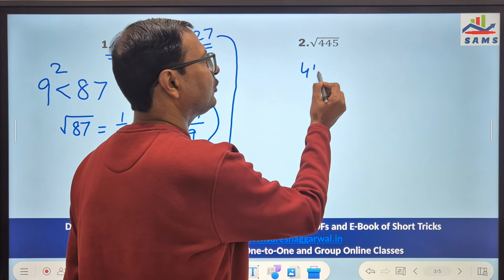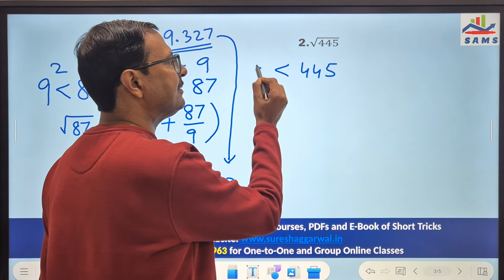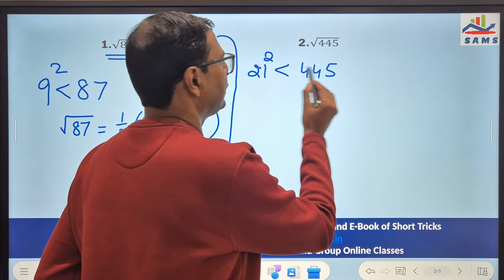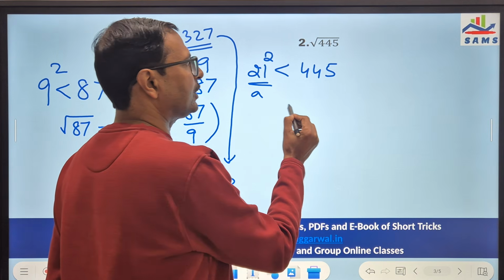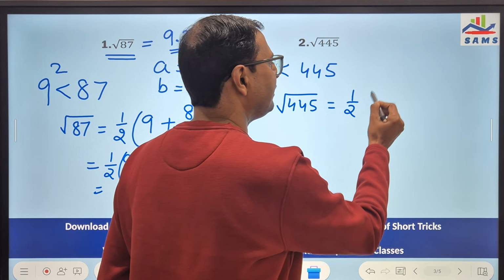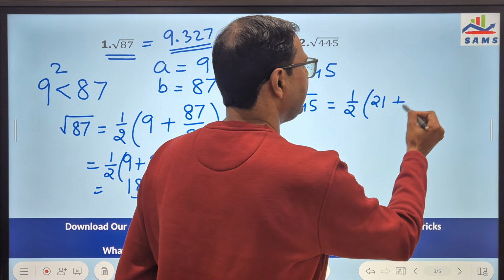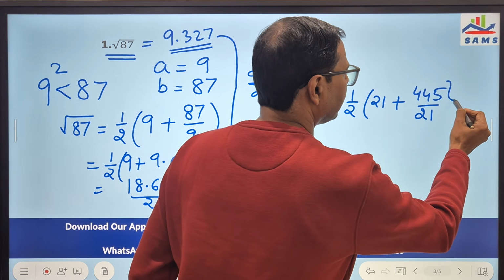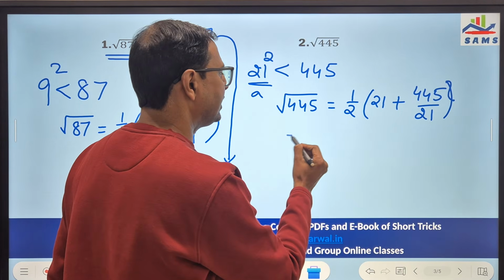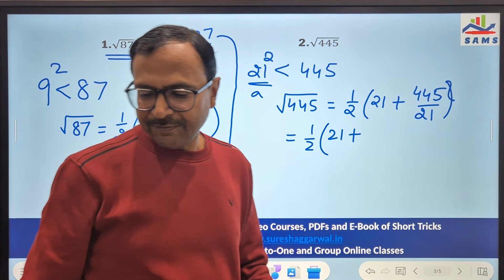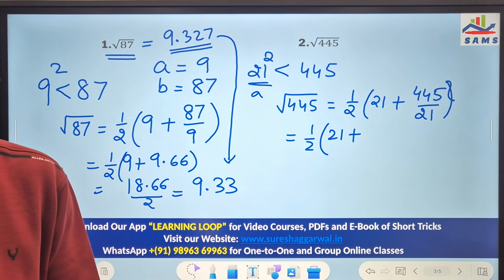So 445 is very close to 21 square, 441, right? So this is A. So what is the square root of 445? It is half of A, which is 21, plus B, which is 445, divided by 21, right? And you will have the answer. So half of 21 plus 445 divided by 21, I have already done it here for you.